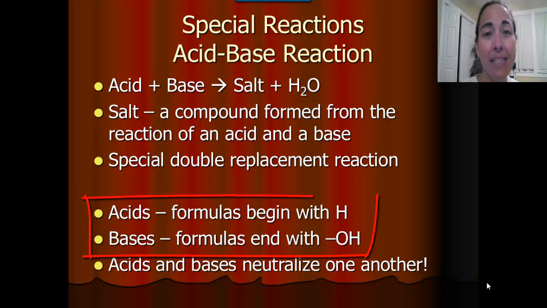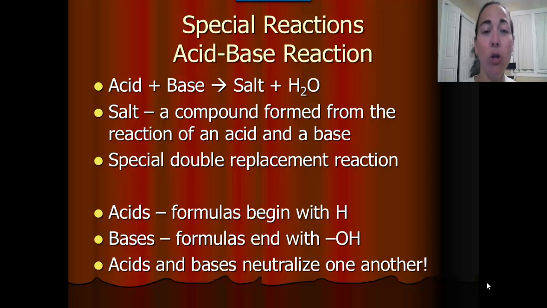An acid is a compound that begins with a hydrogen. A base is a compound that ends in a hydroxide ion. It's that polyatomic ion that we've learned earlier. And then when they react with one another, they do neutralize, and so you get the salt and water as your products. But remember, it's just a double replacement.